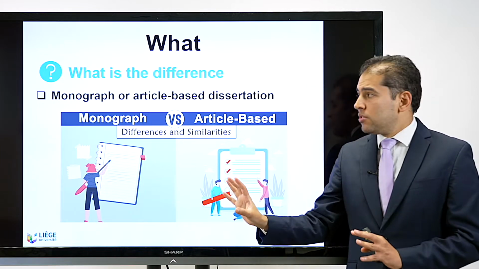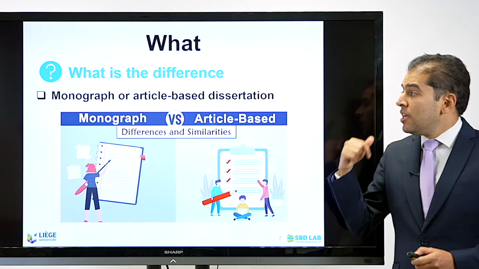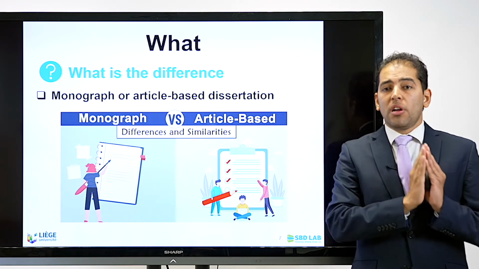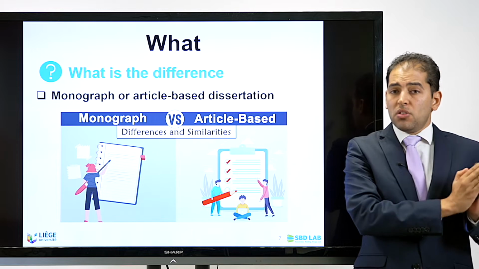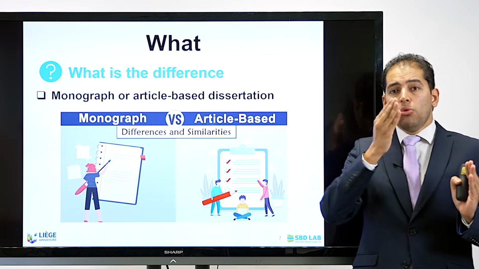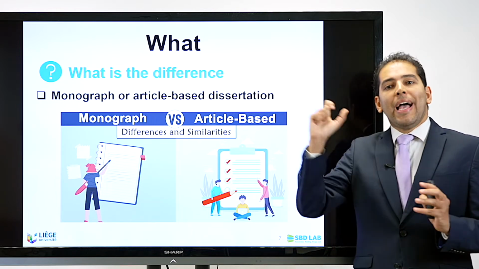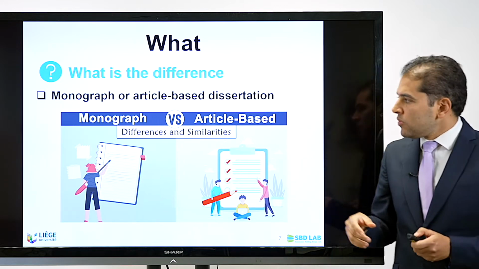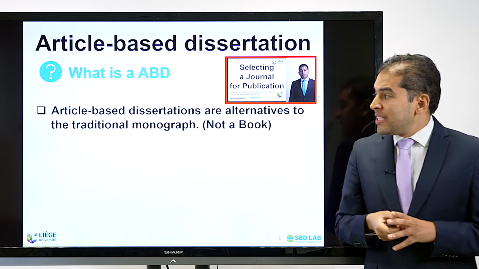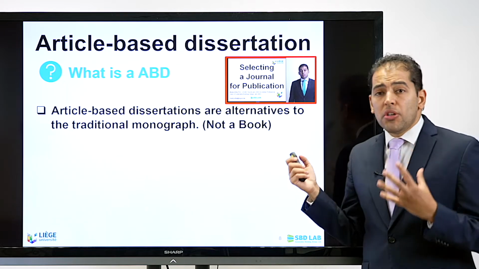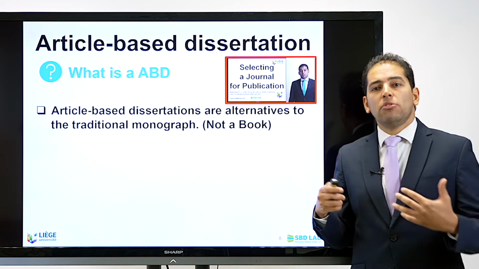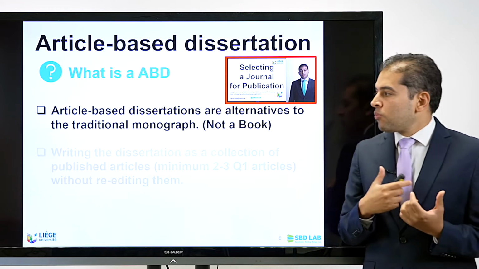I'm not going to talk about it. This was in the previous presentation. Today, I'm talking about the article-based, where we are going to only write an introduction and literature review section. We will include published work, and then we have a discussion conclusion chapter, and that's it. So, article-based dissertations are alternatives to traditional monographs, and they end up without having at the end a book.